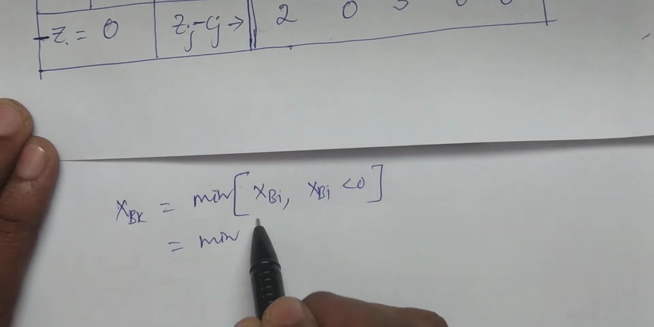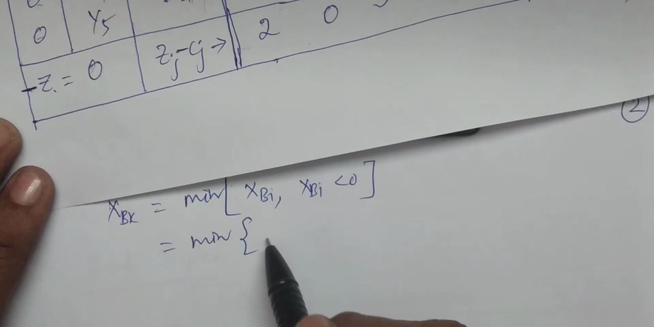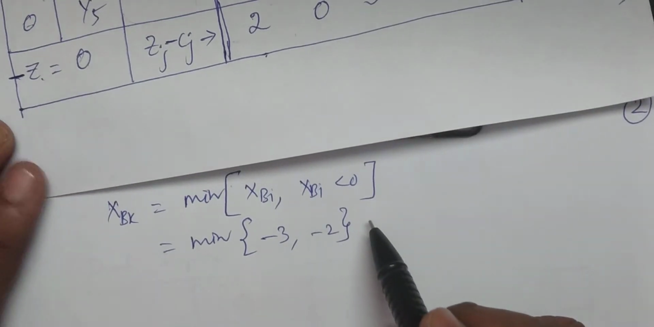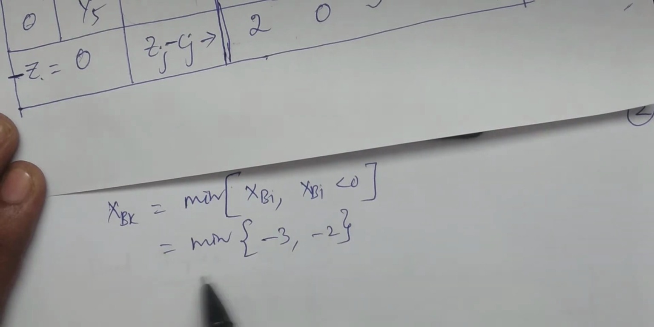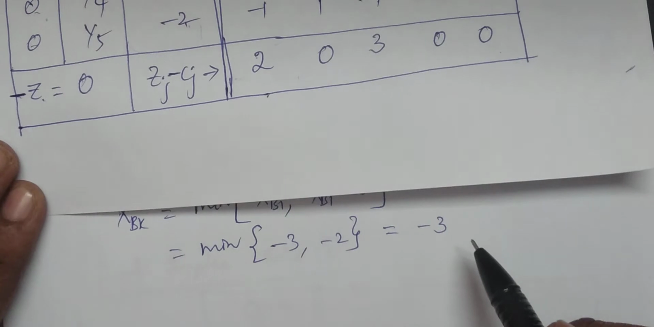What are the values here in the xBi? The values here are -3, -2. So therefore -3, -2. And here, what is the minimum value? Minimum value is -3. Minimum value is -3. Corresponding to which particular vector?